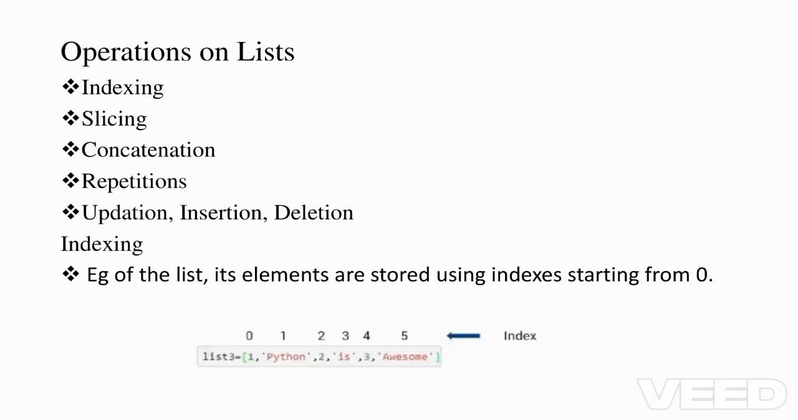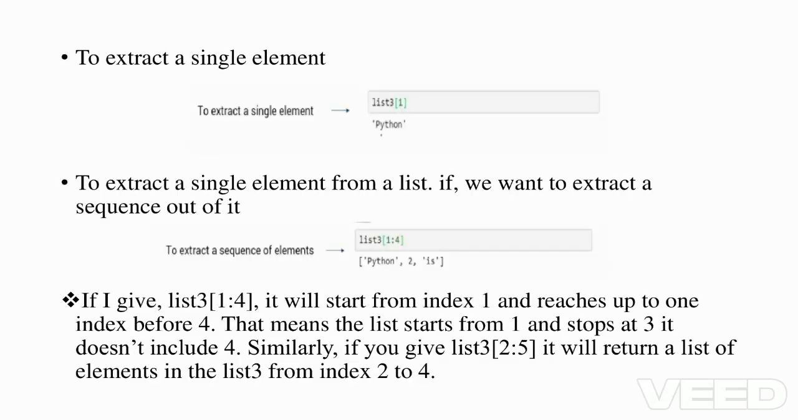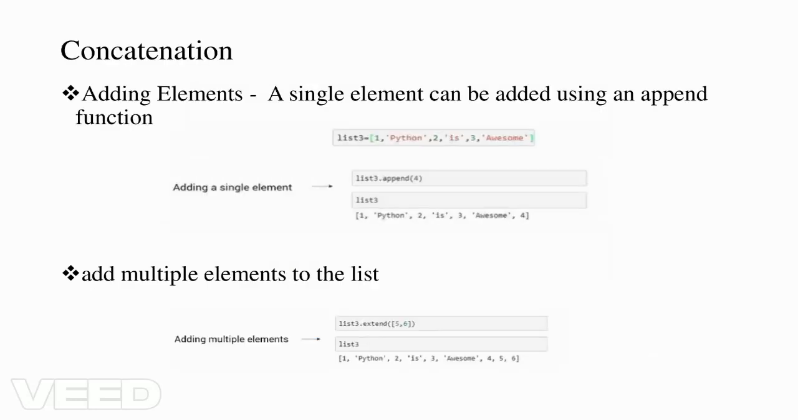Next one is the operations of a list, same as string operations. First one is indexing, slicing, concatenation, repetition, updation, insertion, and deletion. These are some examples. The same operations follow for all data types, but it differs in one data type called dictionaries. It is entirely different from these data types.